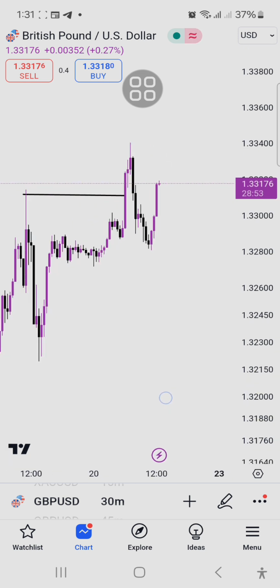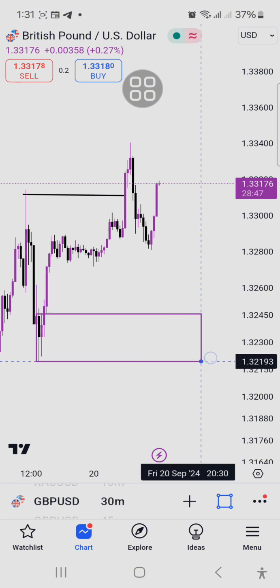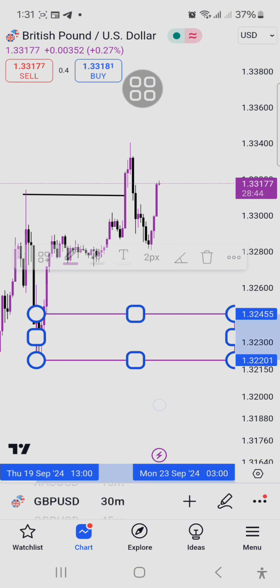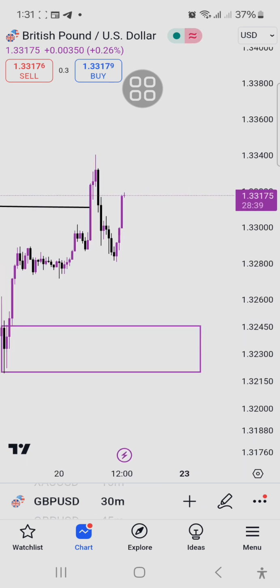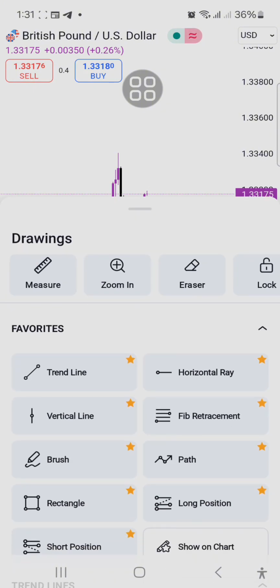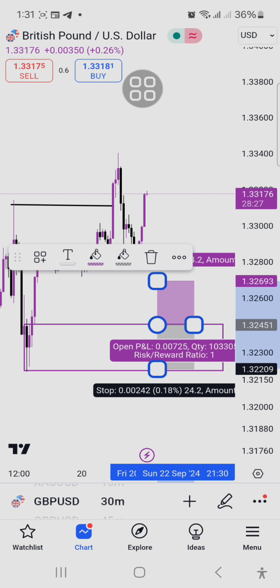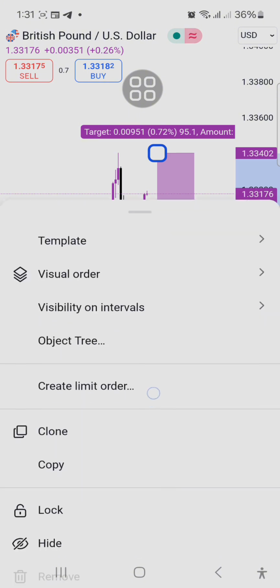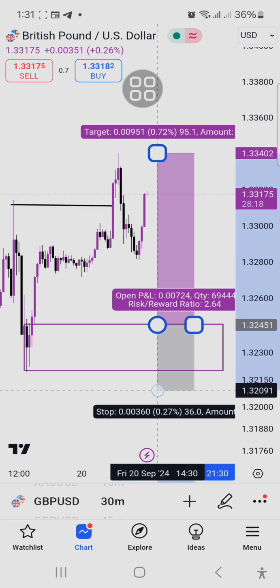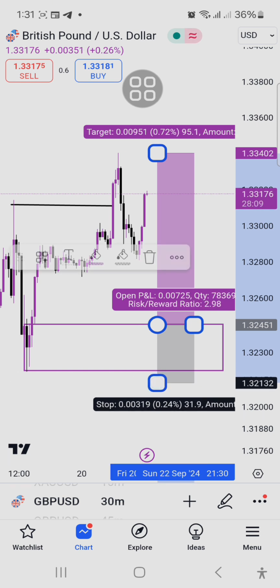So let's assume that I have marked out this zone that I want to buy from on GBP USD 30 minutes time frame. So let's say I'm expecting that price comes down to this zone right here. Let me quickly use the long position tool so that you know exactly where I am referring to. So let's say I want to take my profit here, and I want to put my stop loss right here. I'm just extending it here so that my stop loss has some breathing room.